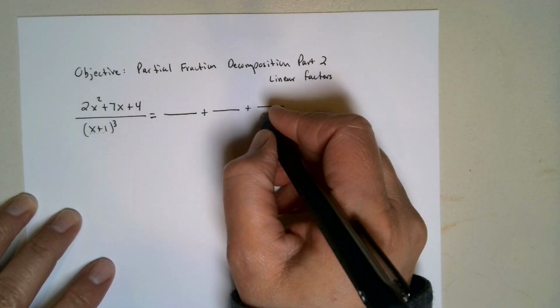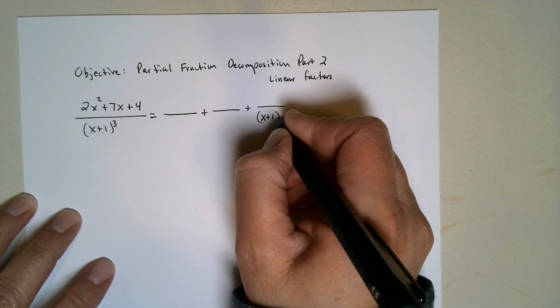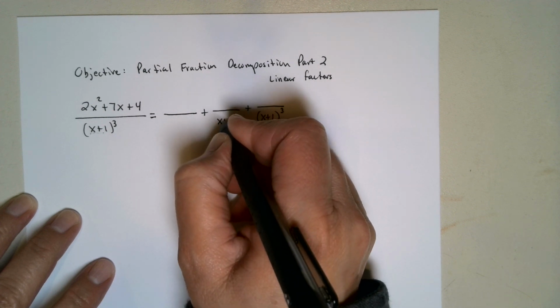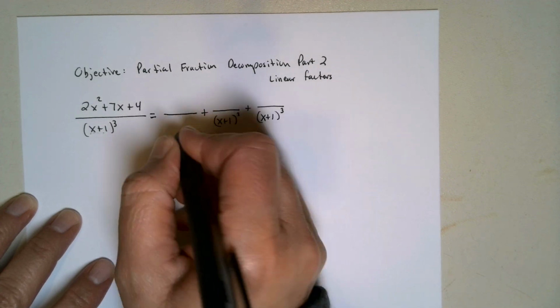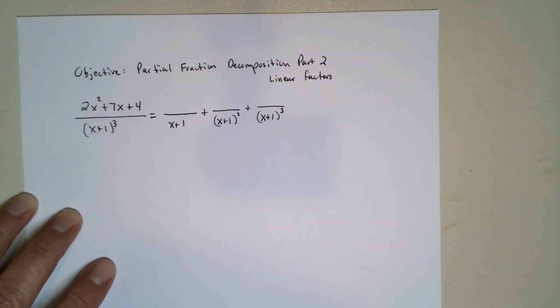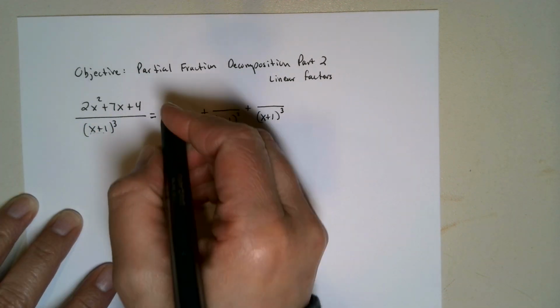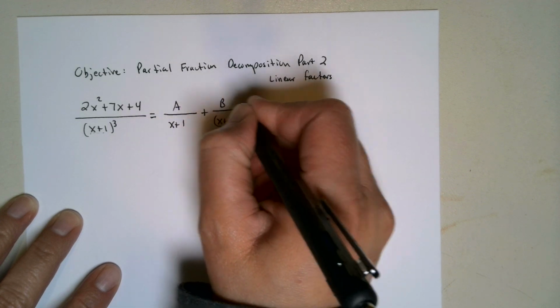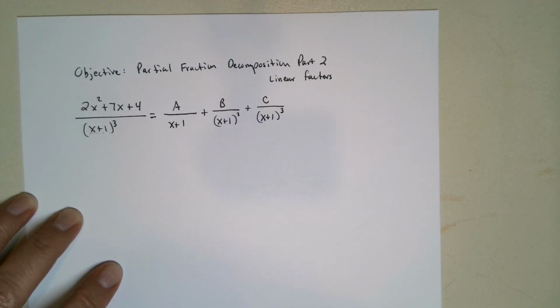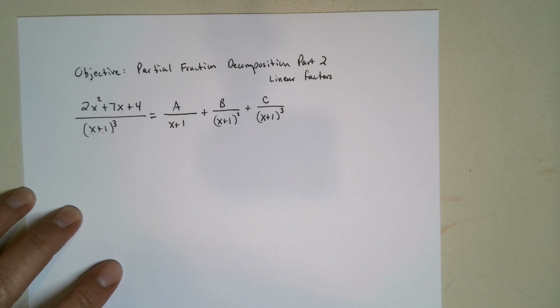This is linear. And so we're going to have x plus 1 to the third. We could also have had an x plus 1 squared, and we could also have had an x plus 1 to the first power. And again, these are each linear, so I'm just going to use the letters A, B, and C. So now we have it set up. Each possible denominator has its own little numerator.